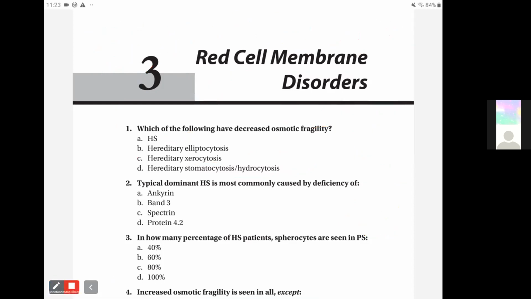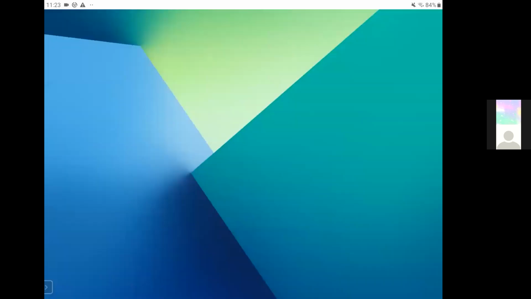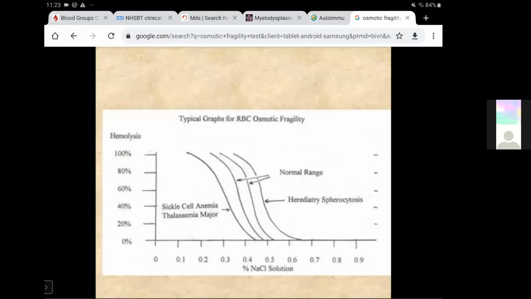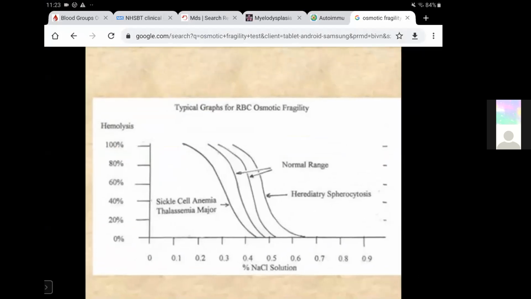So this is an overview of the osmotic fragility test and how the test is interpreted, depending on the increase or decrease. And then also regarding how it is performed, on the x-axis we present the percentage of the sodium chloride solution.